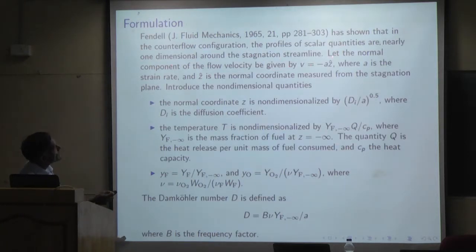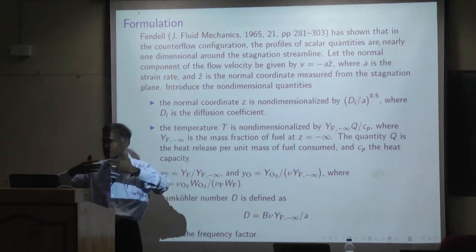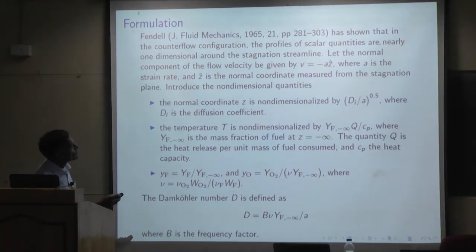And then of course, as I said, the reactants come from minus infinity and flow towards each other, okay? And you introduce this quantity, the strain rate. So the axial component of the flow velocity v can be written as a strain rate a times z. Well, this z, I put a little hat on top to show that this is a dimensional axial coordinate.